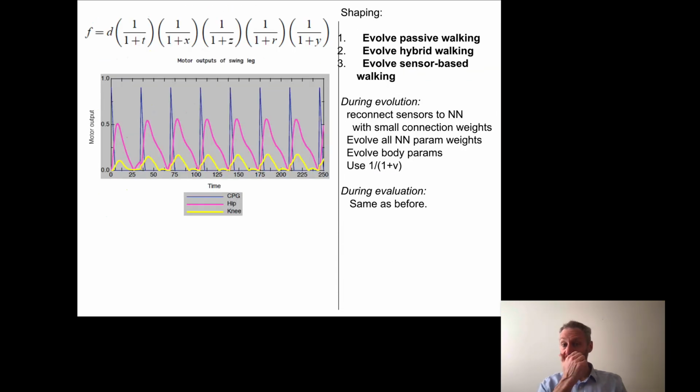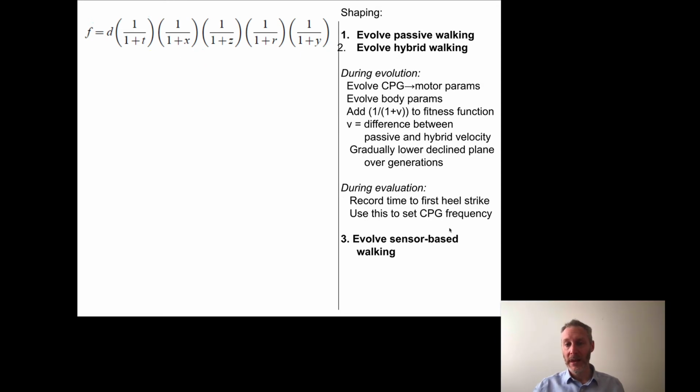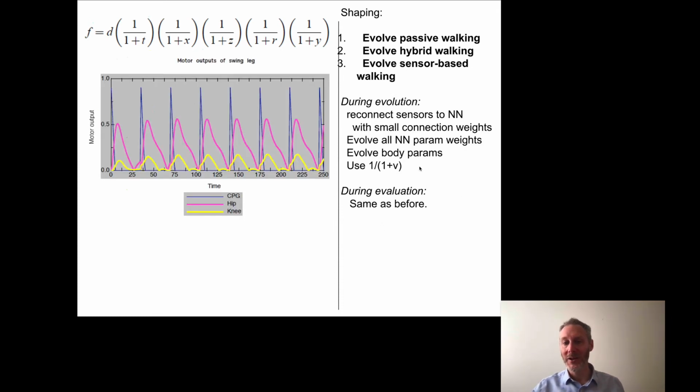Step 3. Okay, so what are we going to do in step 3 here? As I mentioned, we're going to reconnect the sensors to the neural network, small connection weights, evolve everything. And we're going to do evaluation, same as before. We're going to evaluate each biped on the declined plane and the flat ground. In phase 2, we were gradually lowering the declined plane. So when we enter phase 3, the declined plane is now almost flat. We've come a long way from phase 1, where we were evolving on a declined plane.